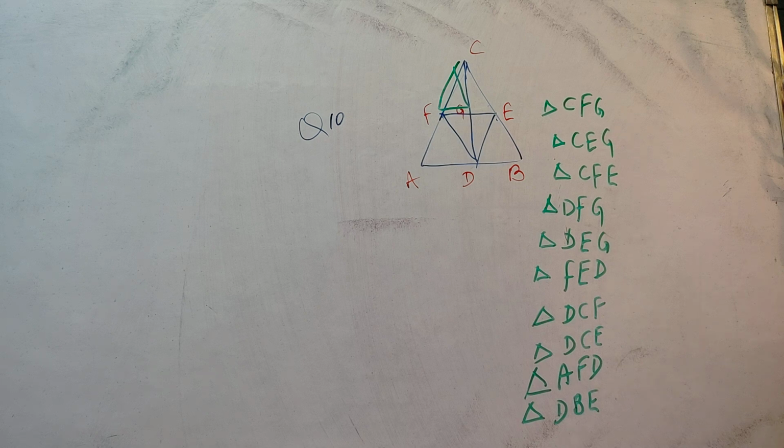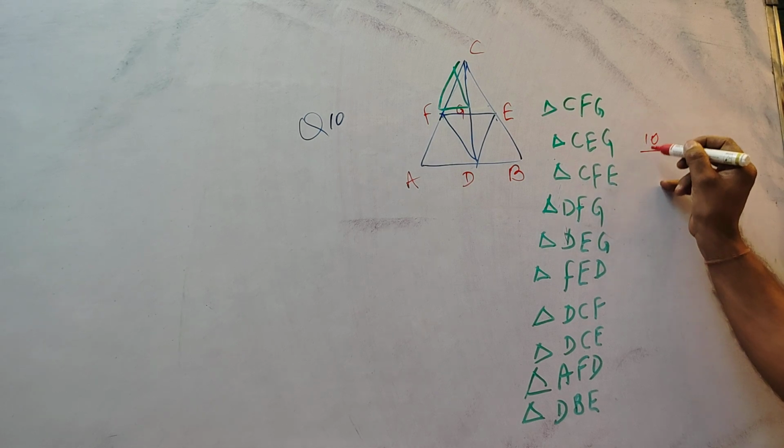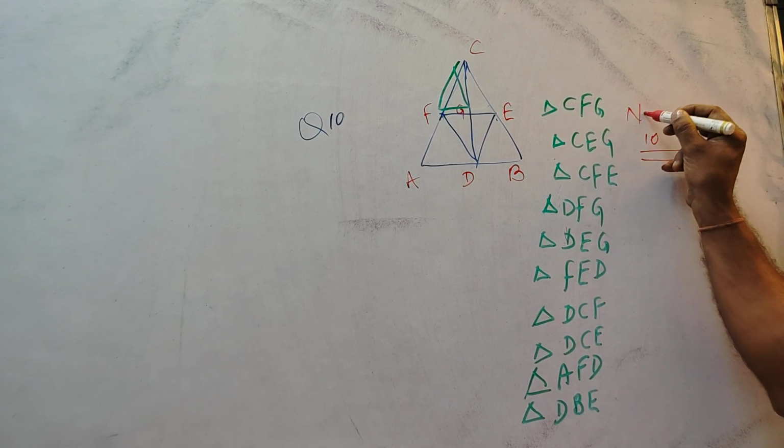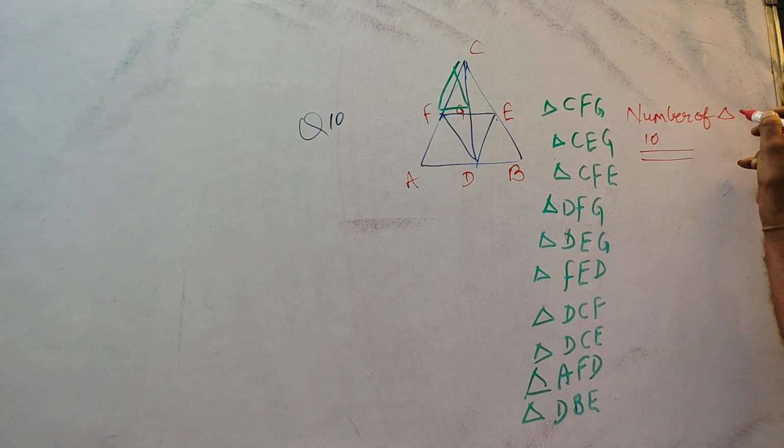You ticked the answer 12 instead of 10. So 10 is the correct answer. The number of triangles is 10 in this figure. That's why it is incorrect. Next, question number 14.